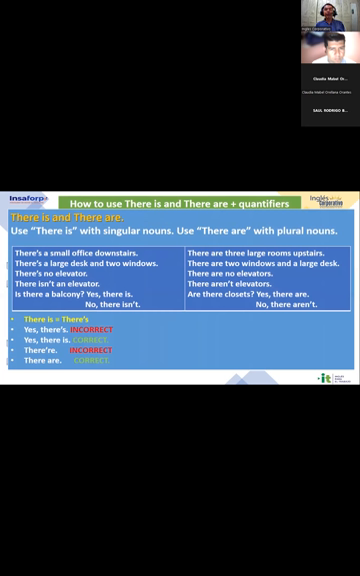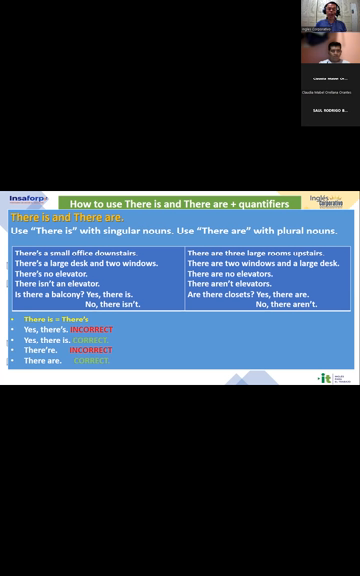Good. Look. There is and there are, right? Use there is with singular nouns. Use there are with plural nouns. There is a small office downstairs. Look, singular, right? En la planta de abajo, downstairs. There is a large desk, means un escritorio grande, you know. A large desk and two windows. There's no elevator. There is no elevator. Or, there isn't an elevator.